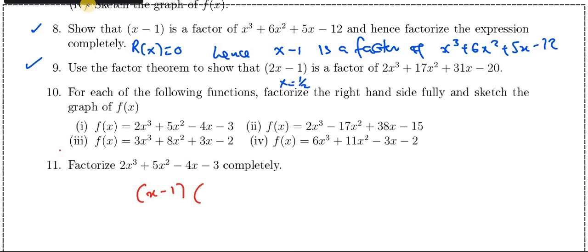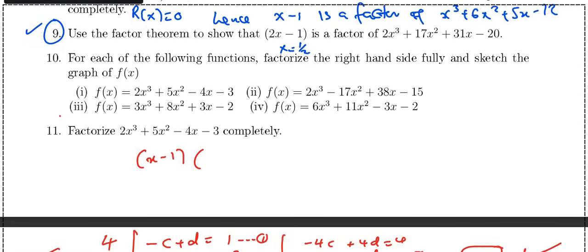Half. When you put the half here, everything becomes what? A 0. So you can attempt number 9. The answer must be a 0. They're the same. Then look at number 10 now.